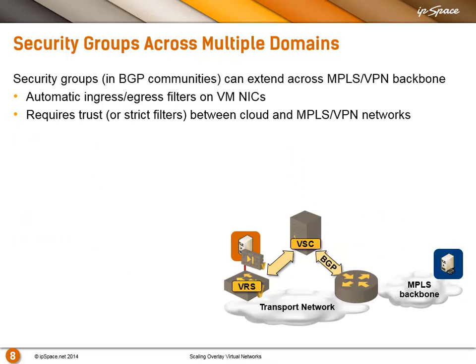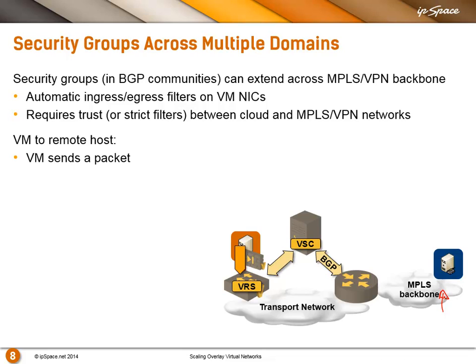Across multiple domains, you can use BGP communities and maybe even extend the whole thing across an MPLS VPN backbone, which means that if you trust the MPLS VPN backbone to do proper tagging of prefixes, you can extend that trust into your cloud environment.